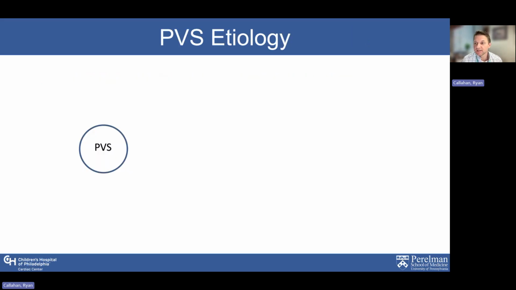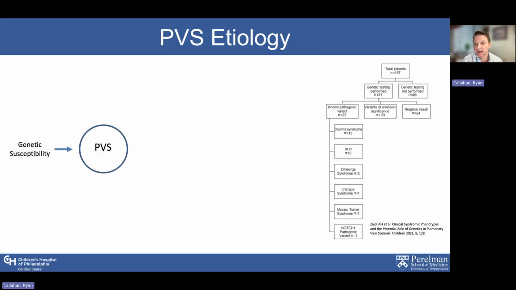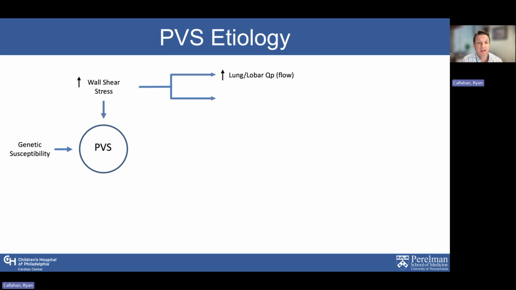What causes PVS? We're not entirely sure. It's generally a combination of factors. A lot of these patients do have a genetic abnormality or at least abnormal testing, which in itself could be contributing to the PVS, or it's more likely the issues related to that genetic syndrome that contribute to the PVS, such as trisomy 21 patients have sleep apnea, and that can contribute towards PVS.